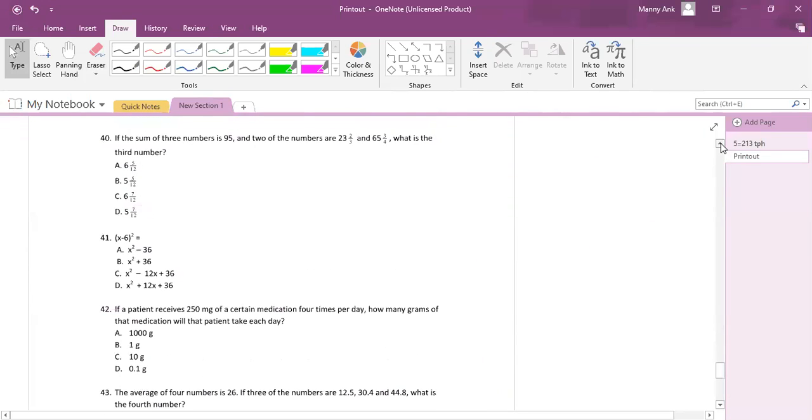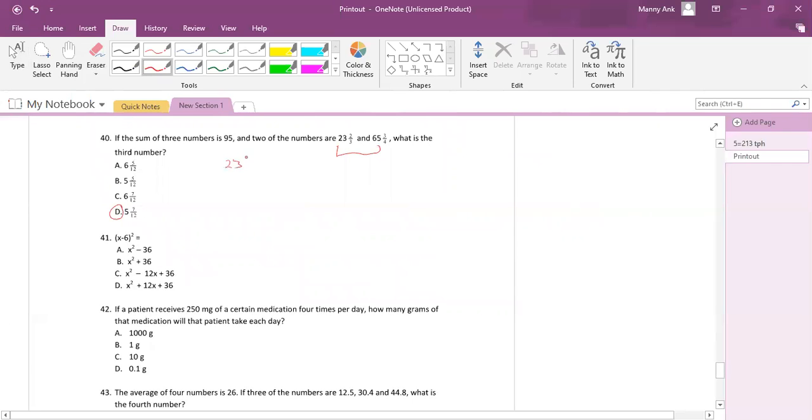So number 40, the answer is D. If the sum of 3 numbers is 95, you know 2 of the numbers. What is the 3rd number, right? So it means that you have to add these 2 numbers first. Whatever we get, you subtract from 95. So adding 2 fractions, you need the LCD.